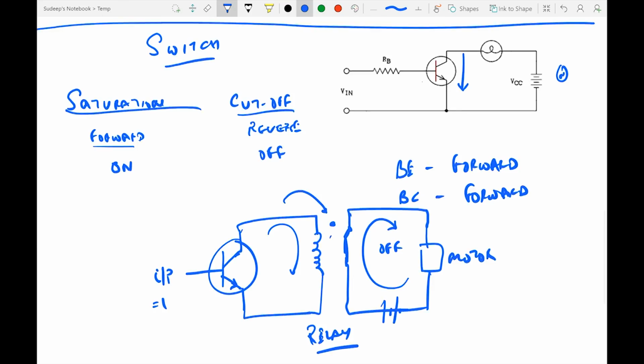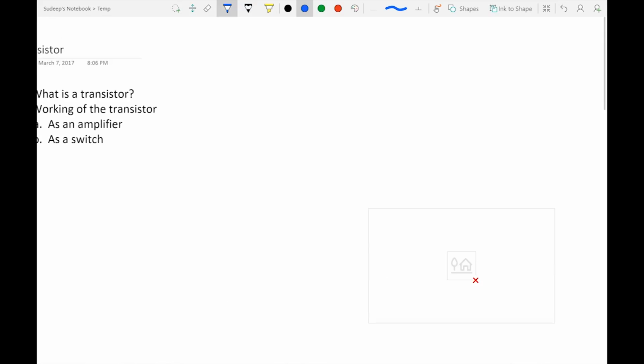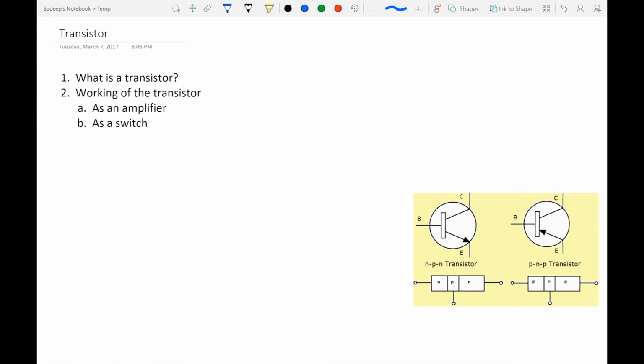So, recapping very quickly, we talked about what a transistor is, and what NPN and PNP transistors are. We also talked about how a transistor can work as an amplifier in active mode, and how a transistor acts as a switch in cutoff and saturation modes.